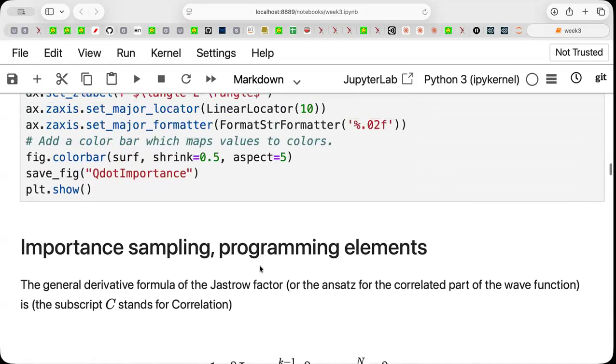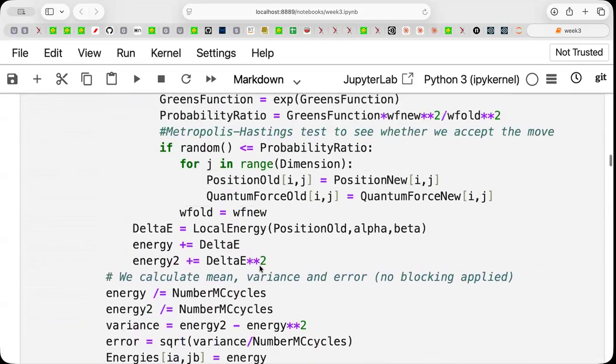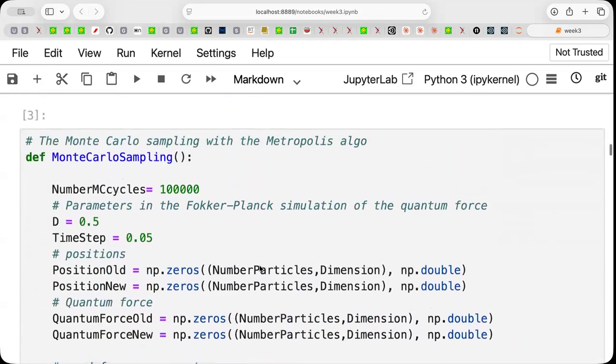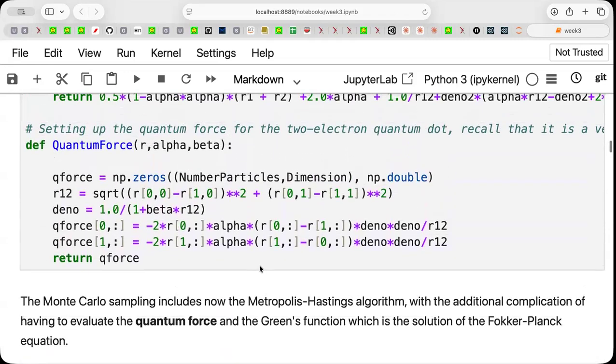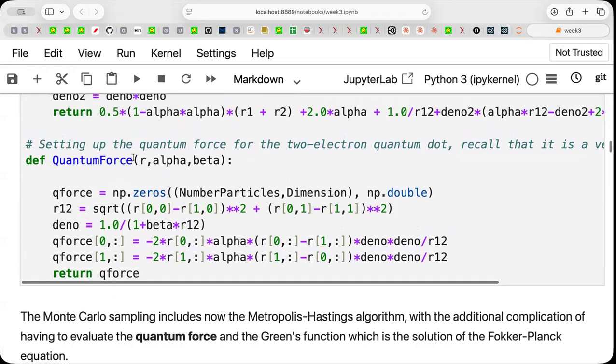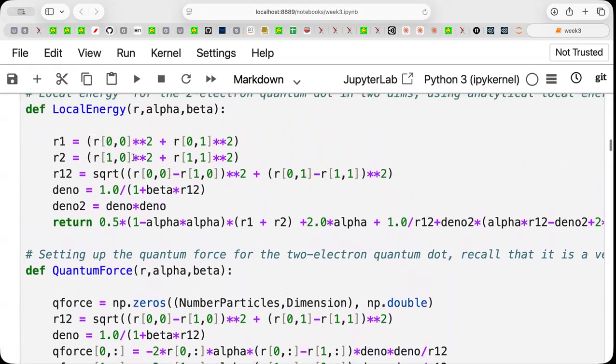Now, in our case, and this is what I want you to start looking at, in particular if you're collaborating, you can distribute the jobs among yourselves, is to find the quantum force for the simple harmonic oscillator function, either with one particle or more particles, because these are quantities you will need when you are going to set up the quantum force.